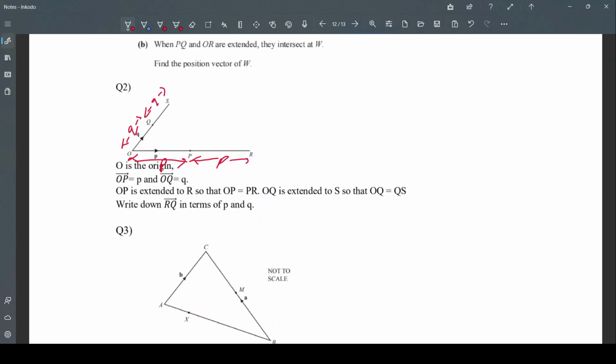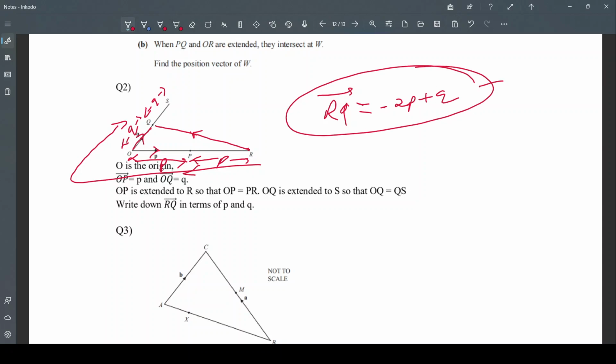So we have to find the vector RQ. RQ is from here to here. So the RQ vector should be equal to, because RQ is like that, we can go in this direction to find it. We need the P and Q terms. If I go in this direction, I'll have two P's, and both are negative, because I'm going opposite to the direction. So minus 2P, and here the Q value is positive, so plus Q. This is a very simple question. This is your final answer.